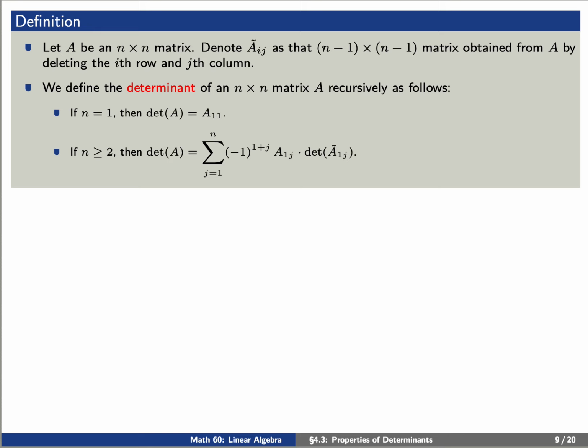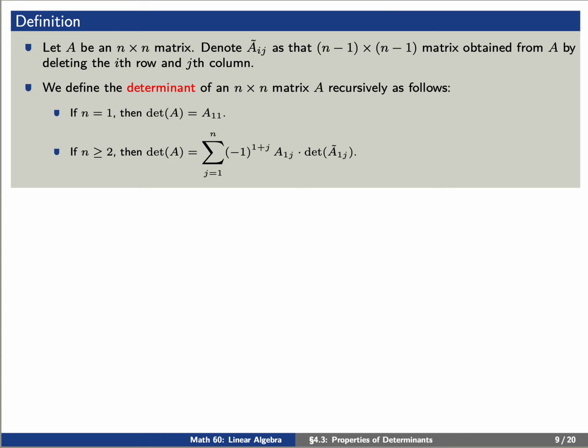Let's say that A is an n by n matrix. We'll denote Aij with the tilde as that n-1 by n-1 matrix obtained from A by deleting the ith row and jth column. From here, we'll define the determinant of A recursively. If n equals 1, we'll define the determinant of A as just the entry A11.